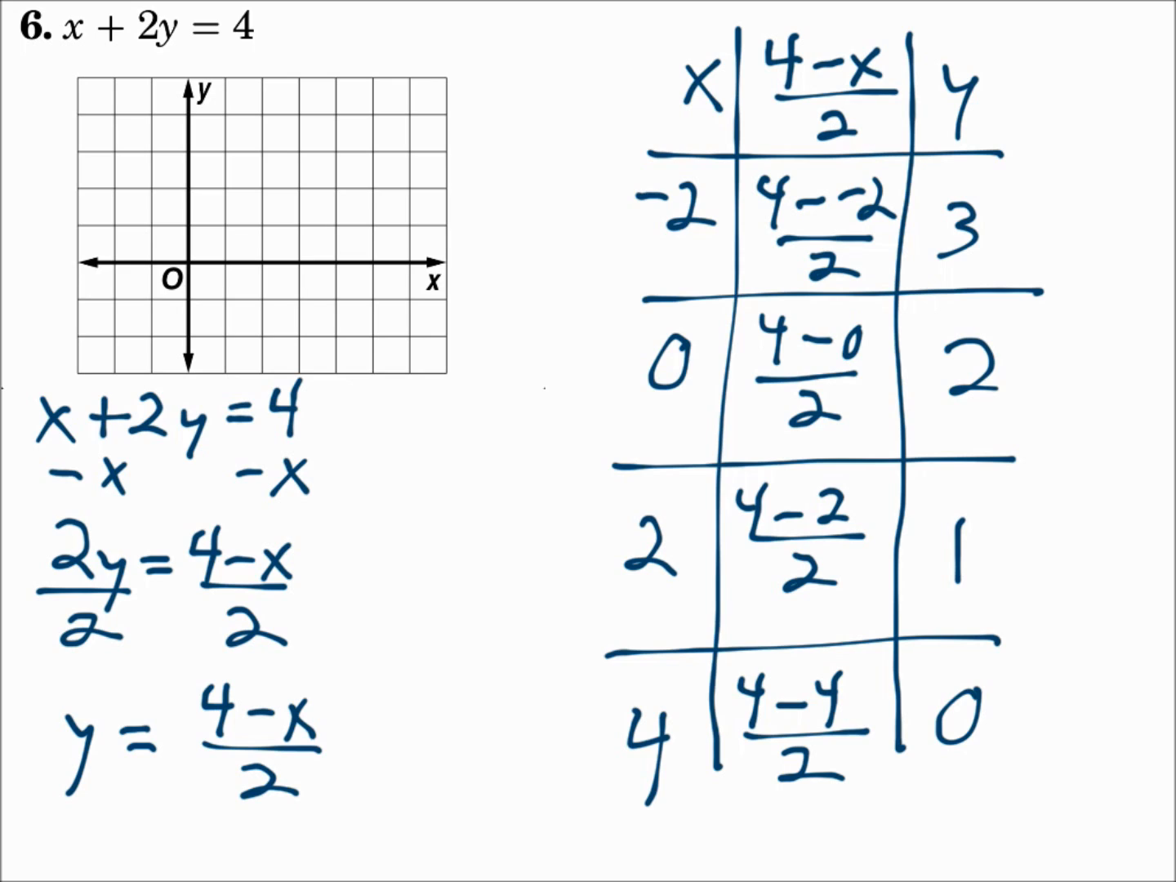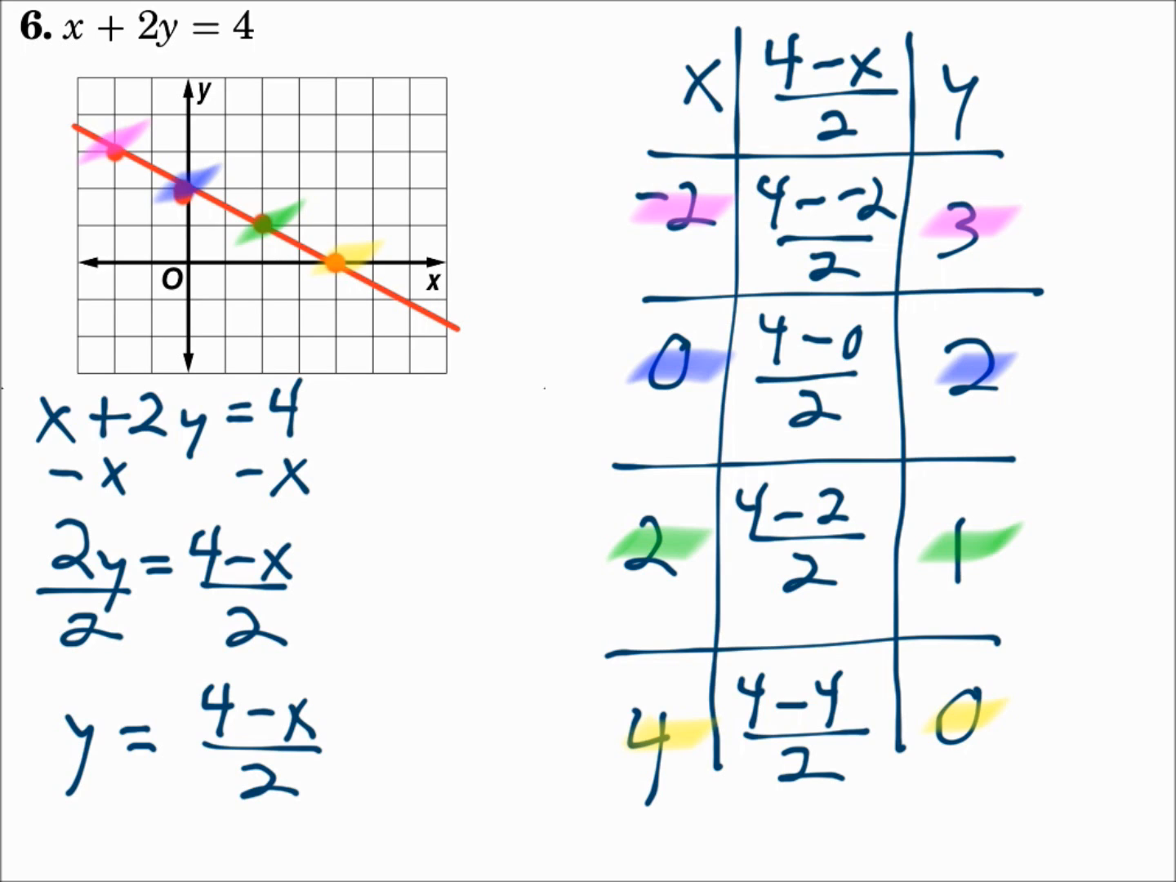And now I can plot those points. The top row is negative 2, 3. The next row is 0, 2. Then 2, 1. And then 4, 0. Now I've got those points and I can connect the dots, and you've got your line. And again, those points came from negative 2, 3 is there, 0, 2 is there, 2, 1 is there, and 4, 0 is there.